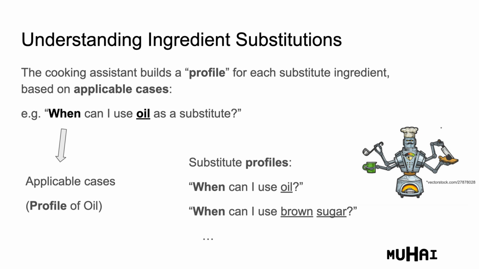This way, by having the substitute profiles, it can know when each of these ingredients can be used and, for example, answer the questions when can we use oil or when can we use brown sugar.